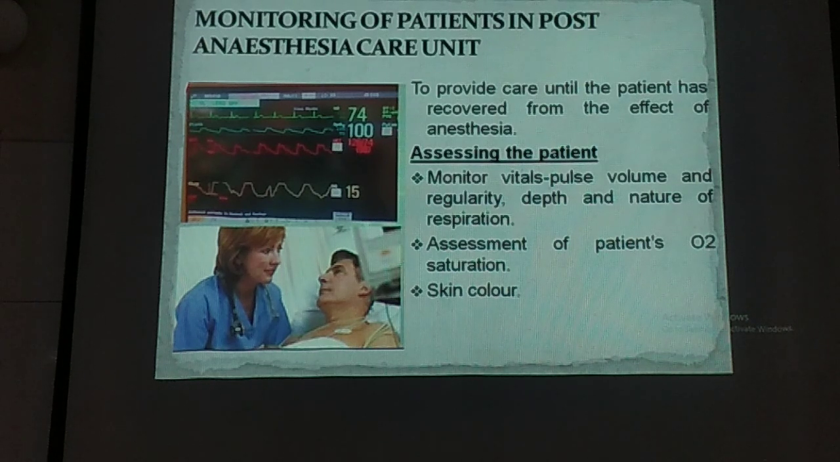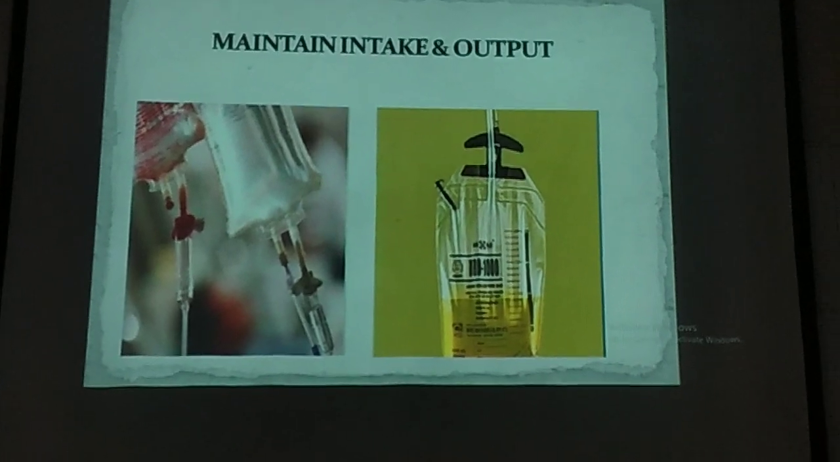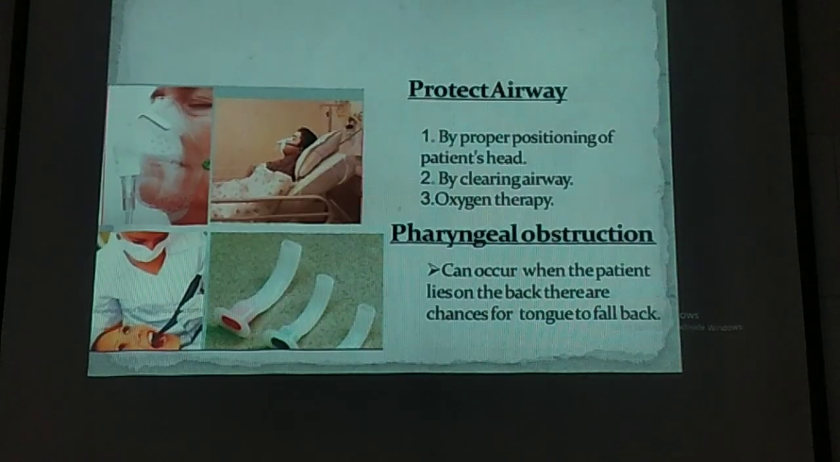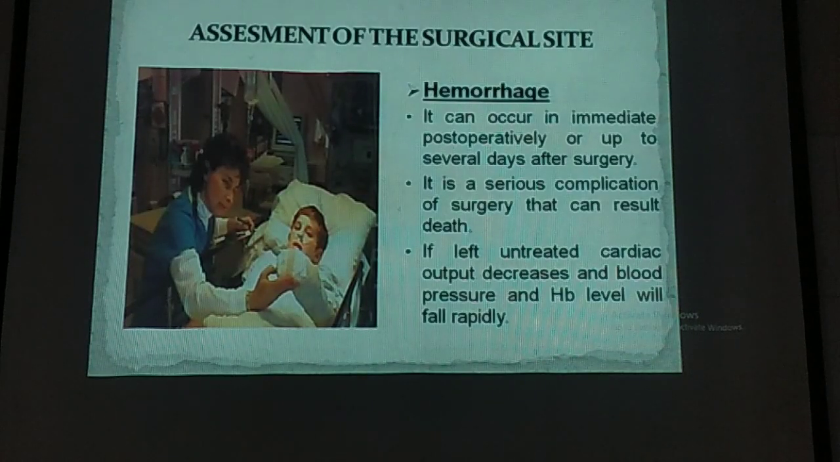Monitoring of the patient in the post-operative care unit or post-anesthesia care unit. Monitor the vital signs: blood pressure, pulse, volume, regularity and depth and nature of respiration, assessment of patient oxygen saturation, skin color, temperature. Check the patient's consciousness and ability to respond to command. Maintain intake and output chart. Protect the airway by proper positioning of patient's head, by clearing the airway, by oxygen therapy and prevent pharyngeal obstruction by oral or nasal tube. Maintain IV stability. Assessment of the surgical site for hemorrhage.